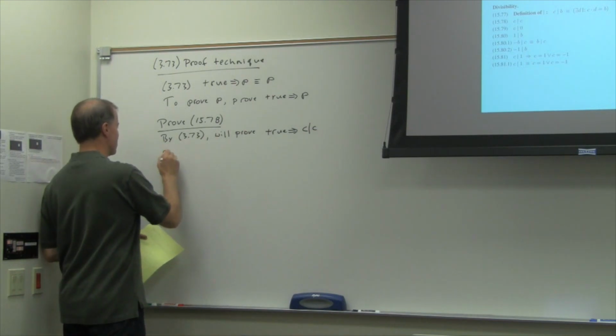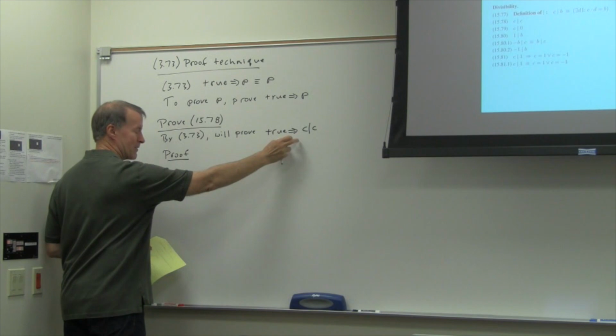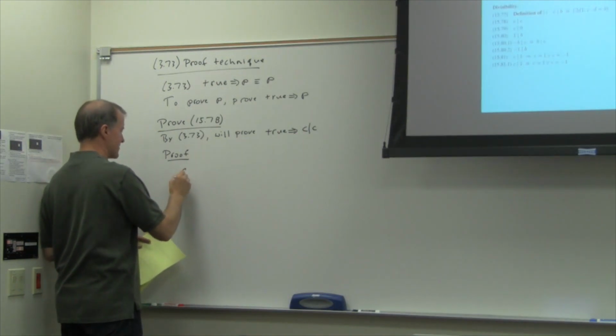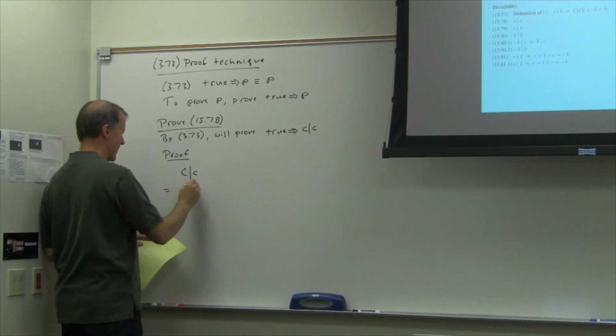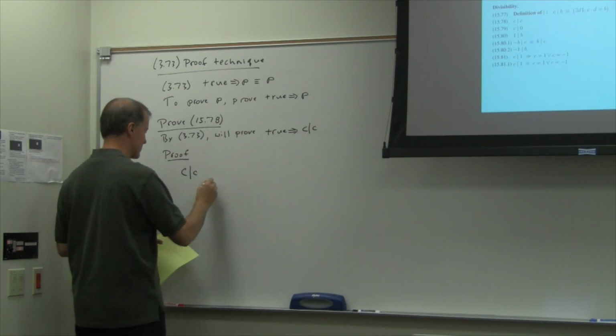Okay. So here we go. Here's the proof. We're stating here what we're aiming for, right? So the proof here is, we'll start with C divides C. Now this equals by what? So now you just got through telling me: 1577.